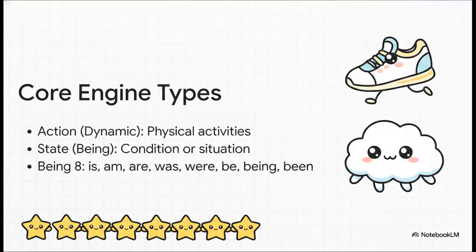Let's start right at layer 1, action and state verbs. Verbs generally fall into two core types. First, we have action, or dynamic verbs. These are your physical activities and processes, things like run, chase, play, and go. Pretty straightforward. But then we have state verbs, also known as being verbs. These describe a condition or a situation with no real beginning or end. Words like belong, think, or like. It just shows that something is happening in a state of existence.